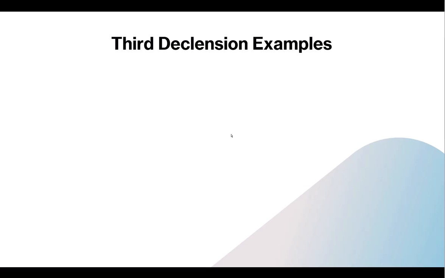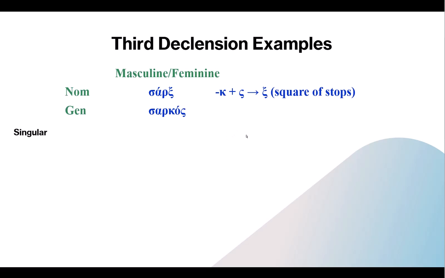Here are a few third declension examples. We have the noun sarx, flesh. The stem is sarc, so sigma, alpha, rho, kappa. Notice that the kappa and the sigma of the ending combine together to get xi. This comes from our square of stops. And so we have sarx. And then we have os, i, a. So sarx, sarkos, sarki, sarka.